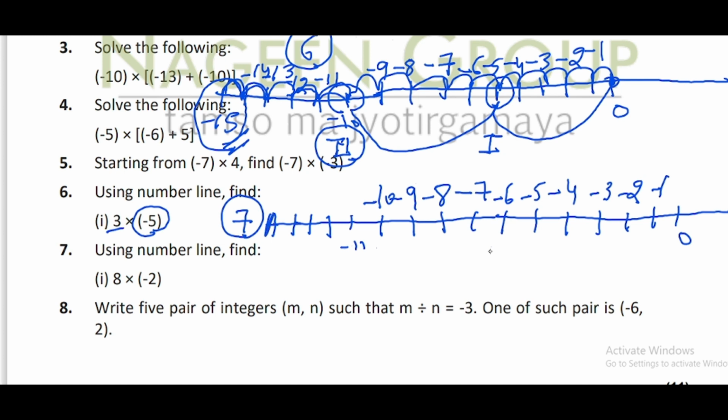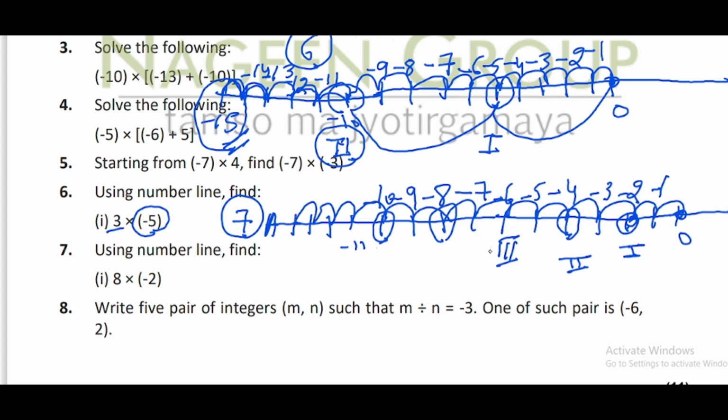Let's see. 8 multiples of minus 2. Let's start with 0. Then the two steps, 1 and 2, that is first. Then the second is 1, 2. Then the third is 1, 2. Then the fourth is 1, 2, that is minus 8. Then fifth is minus 10. Then sixth is minus 12. Then seventh is minus 14. And eighth is minus 16. Then the multiplication of 8 into minus 2 is minus 16. Let's see how we solve.